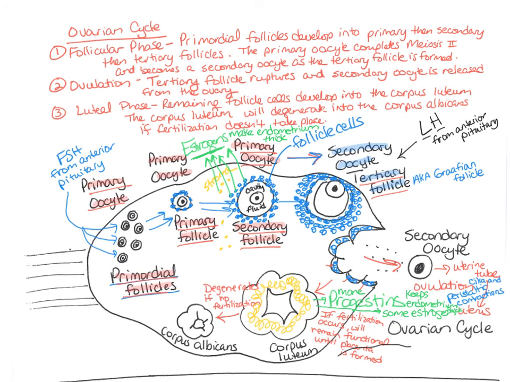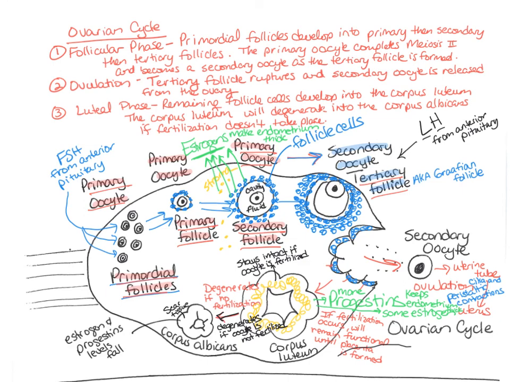The corpus luteum will stay intact if implantation of a fertilized oocyte occurs in the uterus, and if fertilization does not occur, then the corpus luteum will degenerate to a corpus albicans. When the corpus albicans is formed, which is basically a scar tissue, the levels of progesterone and estrogens will plummet as the corpus albicans will no longer be able to secrete those two hormones. So you've heard me say both progestins and progesterone. Progesterone is the main progestin that's produced.